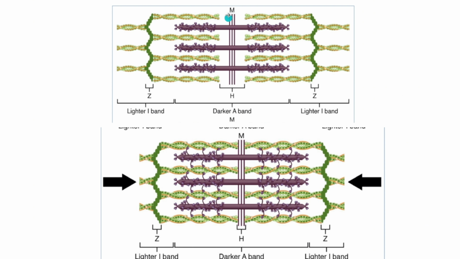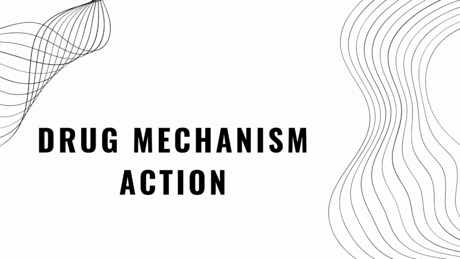sarcomere. What is happening to the H zone? What is happening to the I band? All that. Okay, so that's all about muscle contraction. Next is about drug mechanism of action. There are two types of drug that you need to learn: cocaine and Cuvée.